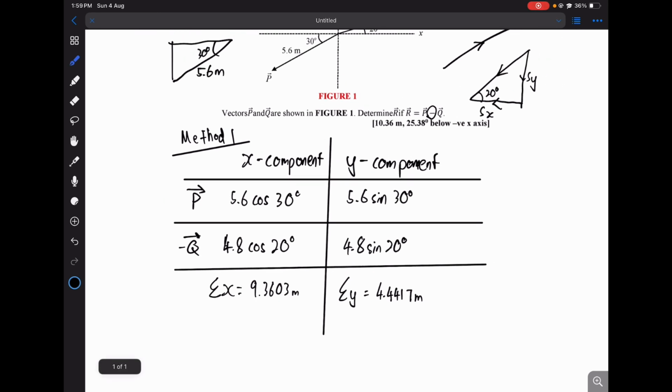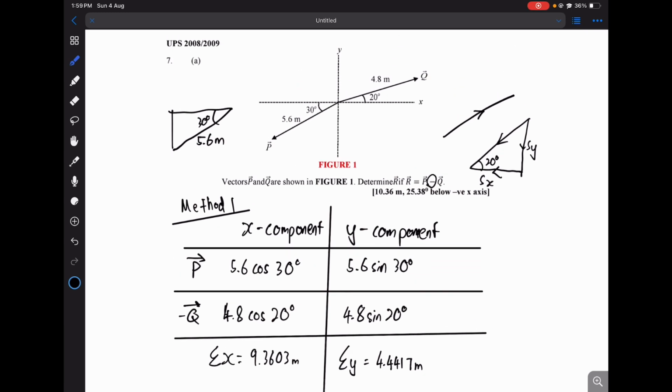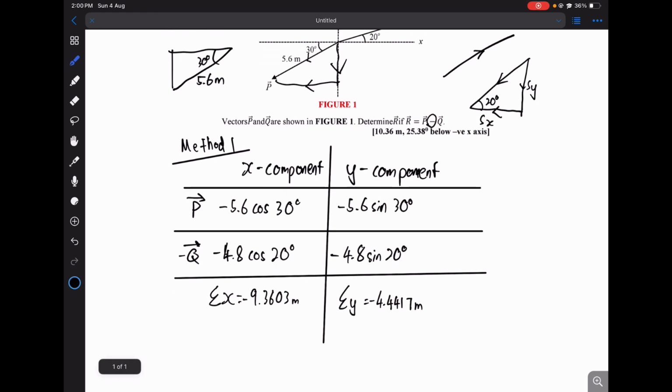Now, is this the answer? No, this is not the answer. Why? Because if you take a look, vector P is in this direction, the y component is in this direction and the x component is in this direction. So we need to put negative because x is going left and y is going down. So negative for both. Now take a look at negative vector Q. The y also goes down, so also negative, and the x also goes left, so also negative. So both sums of components need to be negative.